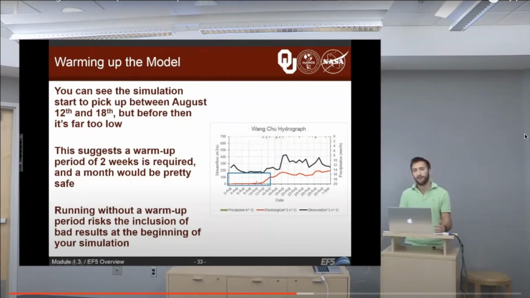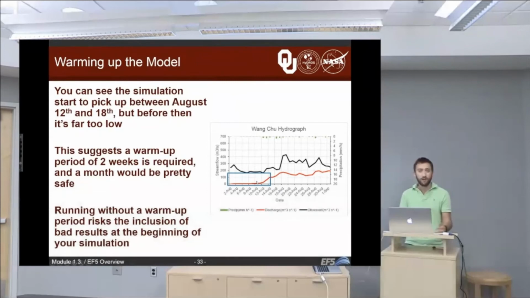Especially for basins that are larger. The larger the area the basin encompasses, the longer the warm-up period is needed.